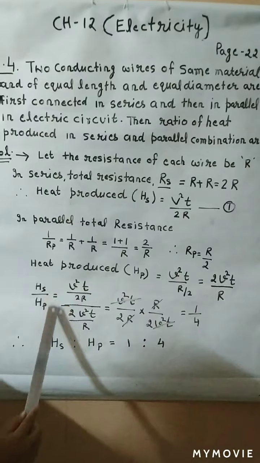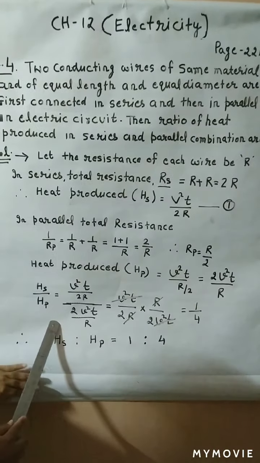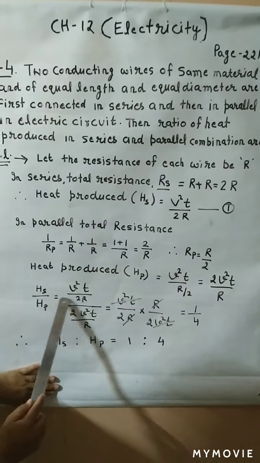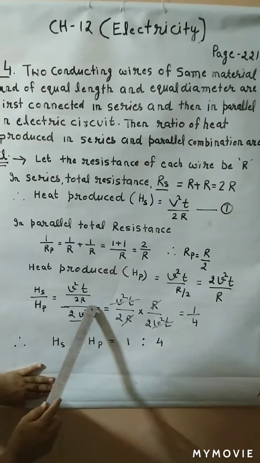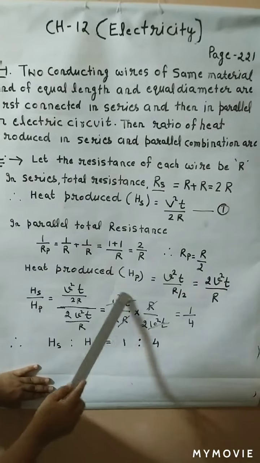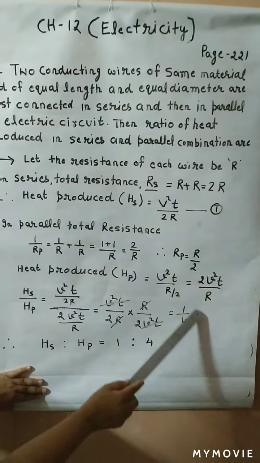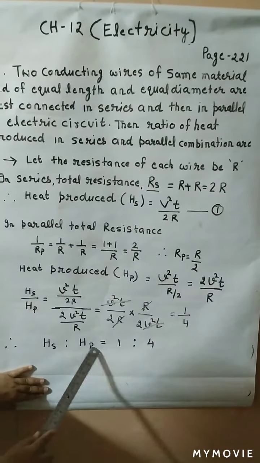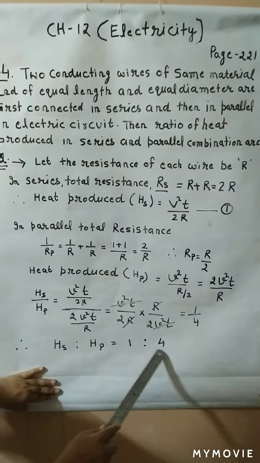We will take these two ratios, heat in the series over heat in the parallel. What is the heat in the series? V square T upon 2R. And what is the heat in parallel? 2 V square T by R. So when you solve it, you will get the ratio 1:4. So what is that ratio? Heat of series to the parallel, that is 1:4.